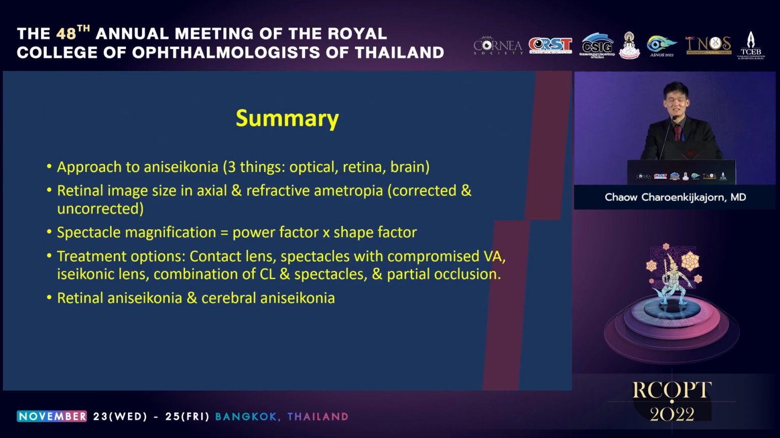So the summary today, the key point is that when you're dealing with a patient with aniseikonia, there are three possibilities. You think about the optical system, which is way more common than the other two. It can be the retina. Think about the retina first before thinking about the brain. And we reviewed the retinal image size in axial and refractive emmetropia, with correction and without correction. And because the spectacle is the main cause of aniseikonia that we see in the clinic, we reviewed the spectacle magnification, the power factor, and shape factor, and these are the factors that we can correct to help our patients with aniseikonia. And so we understand the principle of all the treatment options, like contact lens, why it works.